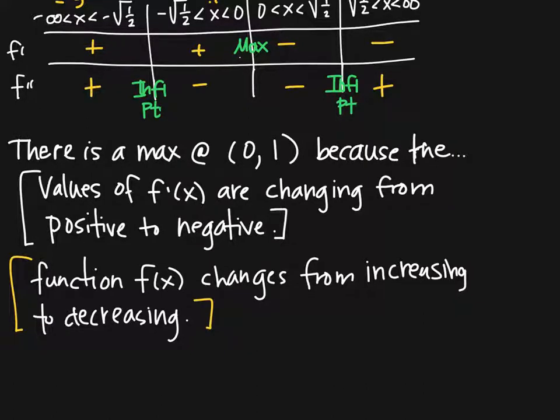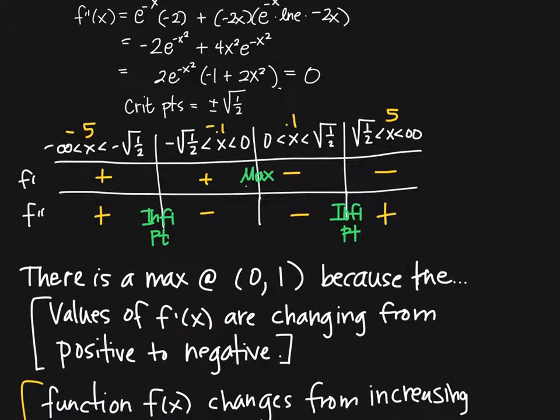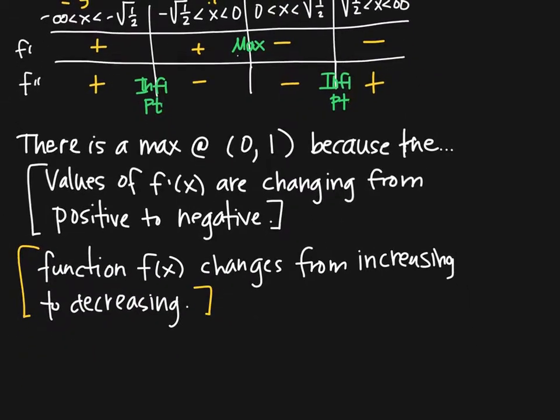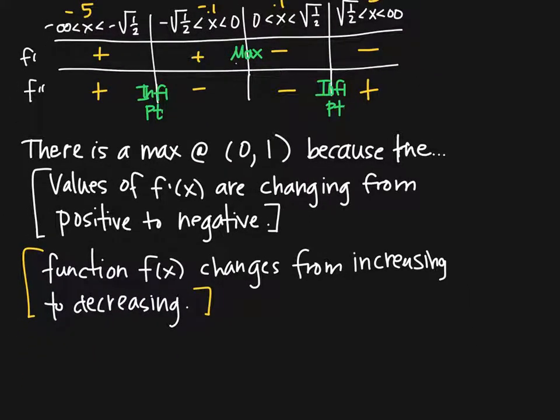Either you're talking about what the derivative is doing, or you're talking about what the original function is doing, because you know what the derivative is doing. If the derivative is changing from positive to negative, then the original function was changing from increasing to decreasing. Either one is fine. And you'd have a similar statement for the point of inflection. There are points of inflection at negative square root 1/2 and positive square root 1/2 because the values of the second derivative are changing from positive to negative and negative to positive. Or you can say because the original f of x function is changing concavity at those places.